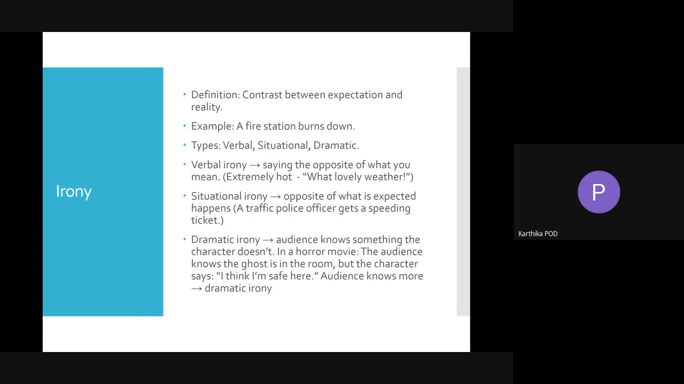Now, another irony is, a traffic police officer gets a speeding ticket, so he overspeeds. What is expected of a traffic police officer? That he takes care of the rules and regulations and safety of the public on the road. Now he himself gets a speeding ticket, then it becomes an irony.